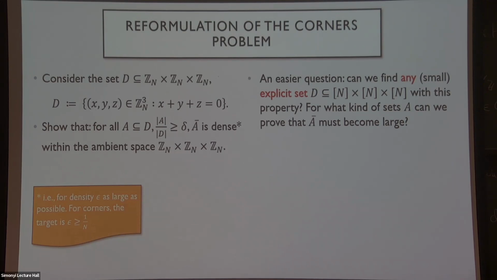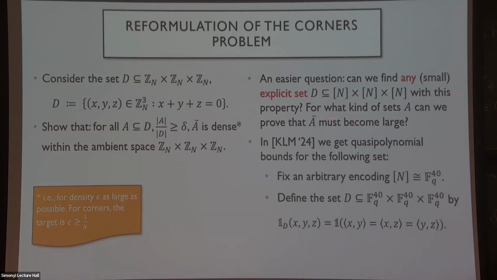Let me introduce this question, which you will surely have to agree is only easier. I want you to prove this, say with quasi-polynomial bounds, for any explicit set D of your choice. I think this way of thinking about things is very productive, and it makes you really think about what property I even want, if I could have any property I like, in order to prove this kind of thing.